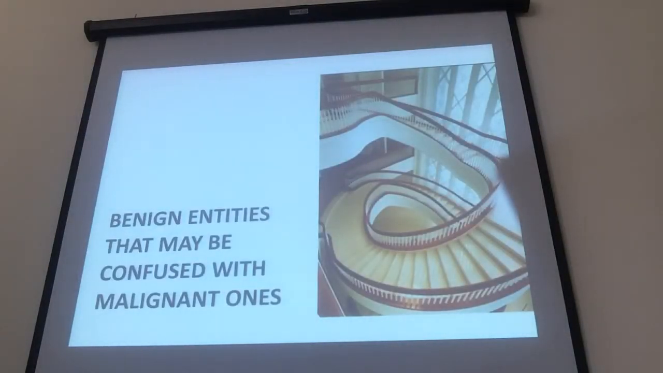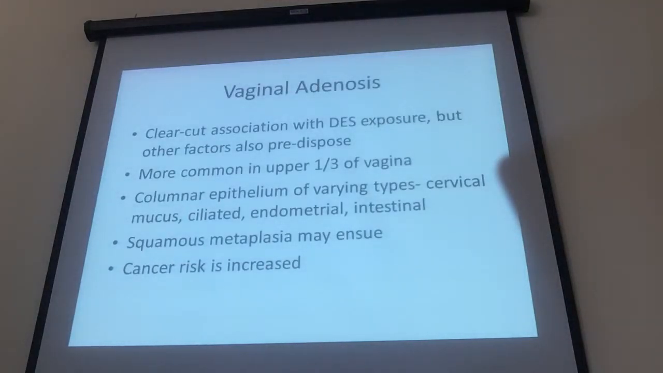So first of all, we'll talk about things that are benign that can be confused with the malignant ones. One of these is vaginal adenosis, which is not terribly common here, probably, but it was found to be associated with DES exposure. This is a steroid drug that was used with some pregnant women in the 1950s especially.